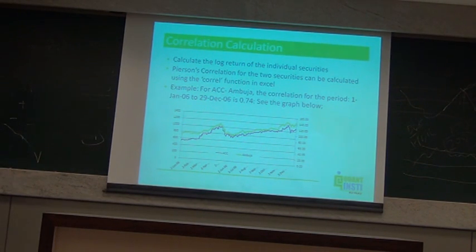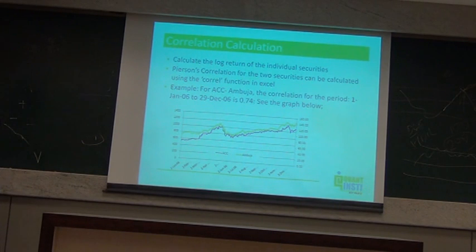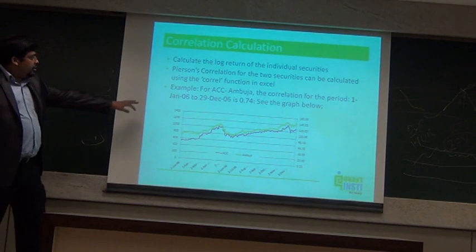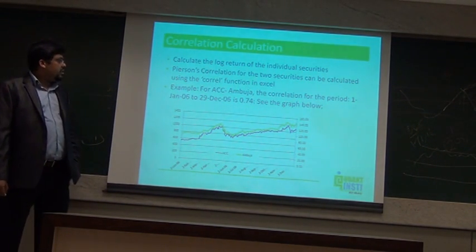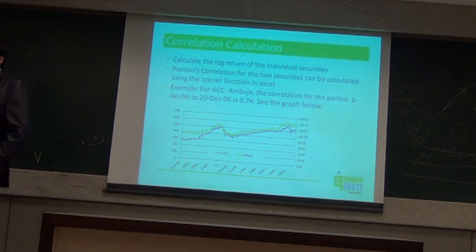Okay. Coming back, we calculate the log returns. Pearson's correlation, that is your normal correlation, that is the more technical name. Pearson's correlation for the two securities can be calculated using the CORREL function in Excel. I guess you are familiar with using Excel. For example, the correlation between ACC and Ambuja for the period from January 6 to December 29, around a one-year period, is something like 0.74. And just try to plot the graph. Okay?